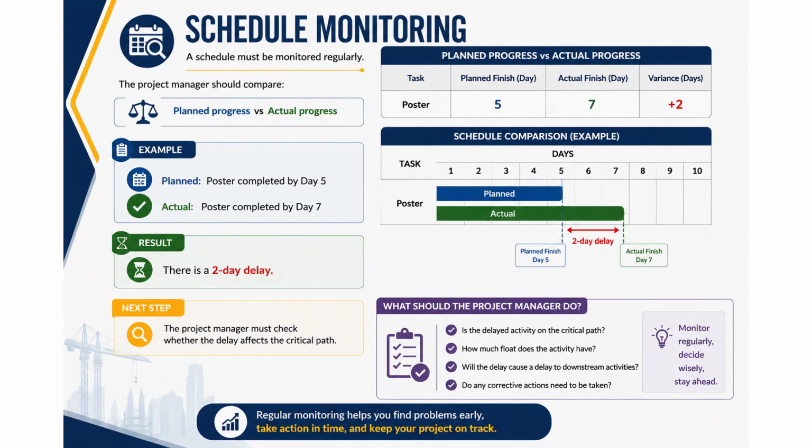After identifying the delay, the project manager must check whether the delayed activity is on the critical path. If it is critical, action must be taken quickly. If it is non-critical and still has float, the project may still be safe. Schedule monitoring helps prevent small delays from becoming major project problems.